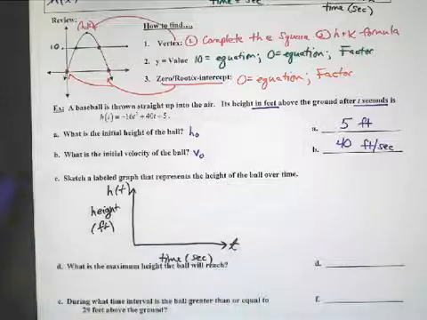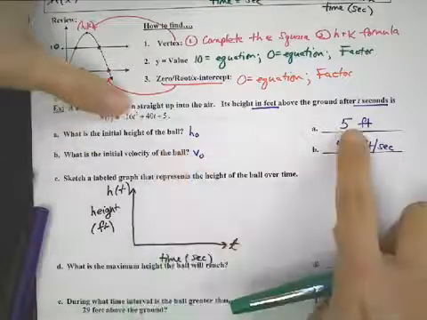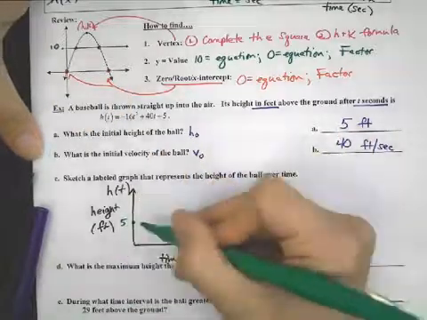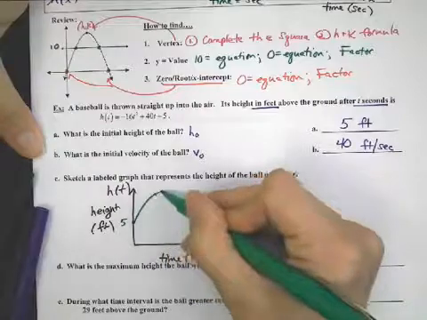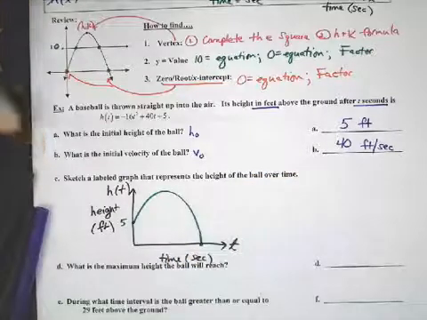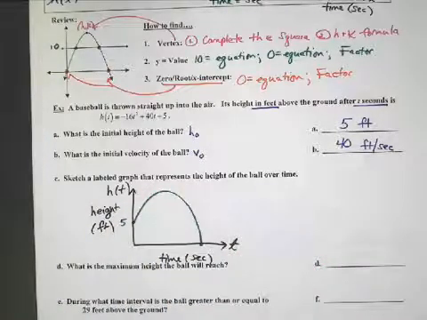Okay, I'm getting the hang of these. How about the initial height? The initial height is 5, so I want to make sure that I show a graph starting at 5. Projectile going up into the air and then coming back down, hitting the ground right there. Okay, nice clear points. Sketch a labeled graph. Okay, that's pretty labeled with numbers, units, and letters.